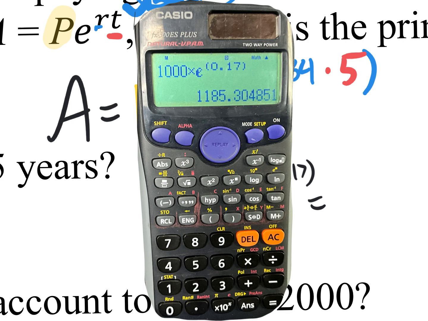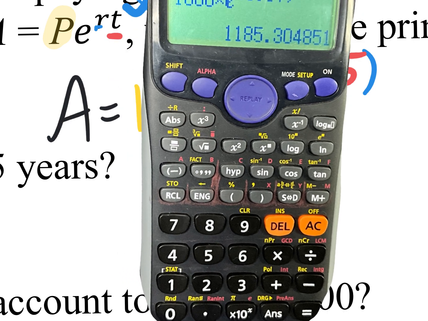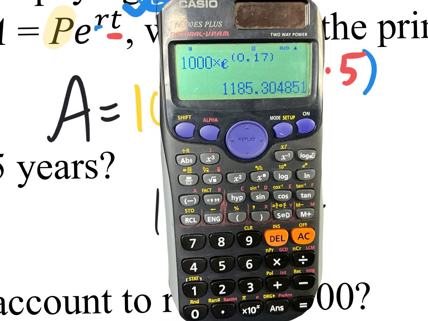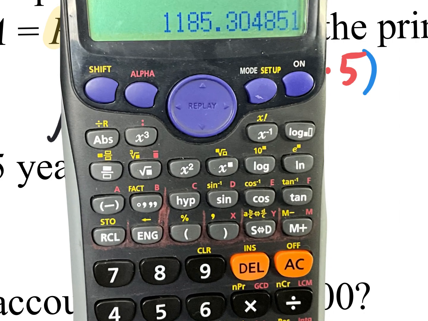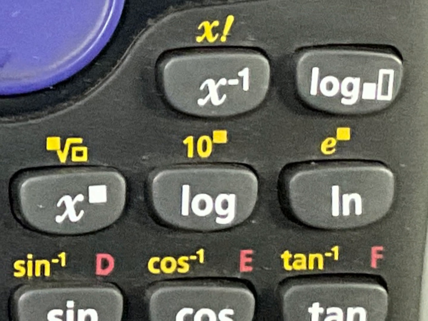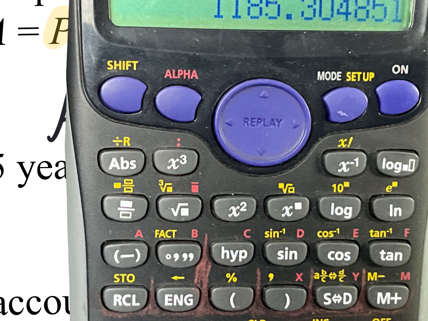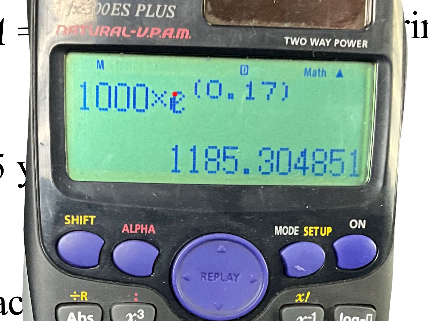But anyways, I guess it's important right now to show you where the e button is. If you look for it on the Casio calculator, you're not going to easily find it. But you need to understand that e to the power is really the inverse of ln. If you look at the ln button, right above it in orange or yellow, it says e to the blank, right? So in order to get that e button, you're going to have to hit Shift and then ln. It'll automatically put that e right there with a spot for you to type in your power.